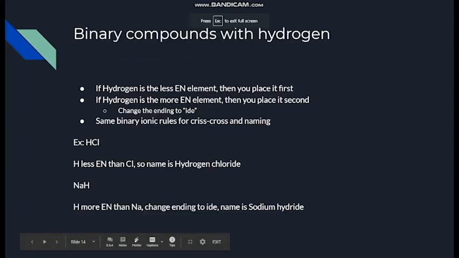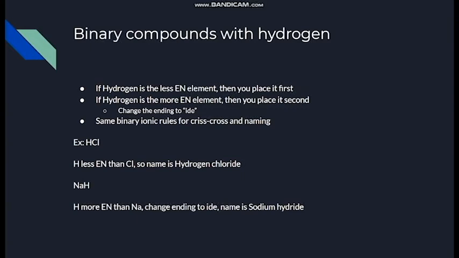Now, binary compounds with hydrogen. If hydrogen is the less electronegative element within the compound, we're going to place it first. Now, if hydrogen is the more electronegative element, we're going to place it second, treat it as a nonmetal, and then change the ending to "ide." The rules are going to be the same for crisscross and naming.